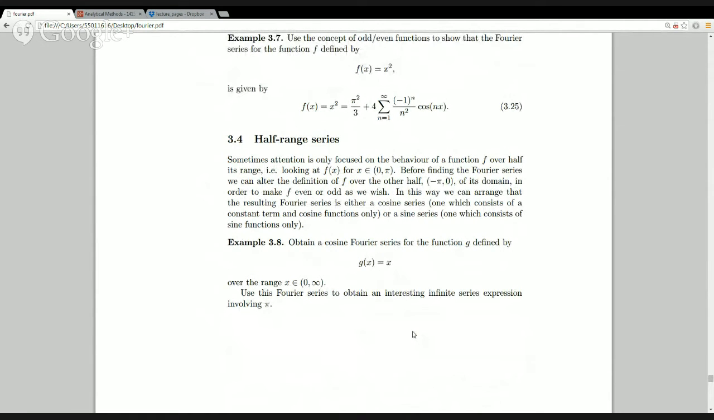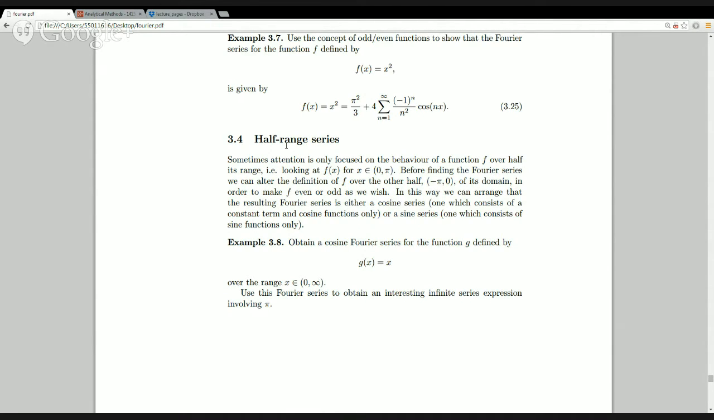So if you were only interested in a function on, say, the positive half of the interval, you can dictate what type of Fourier series it has, in the sense that you can make it be a series consisting of all sine functions or all cosine functions, by supplying the definition of the function on the negative half of the interval and thus making it an even or odd function. So that idea is called the idea of a half-range series.